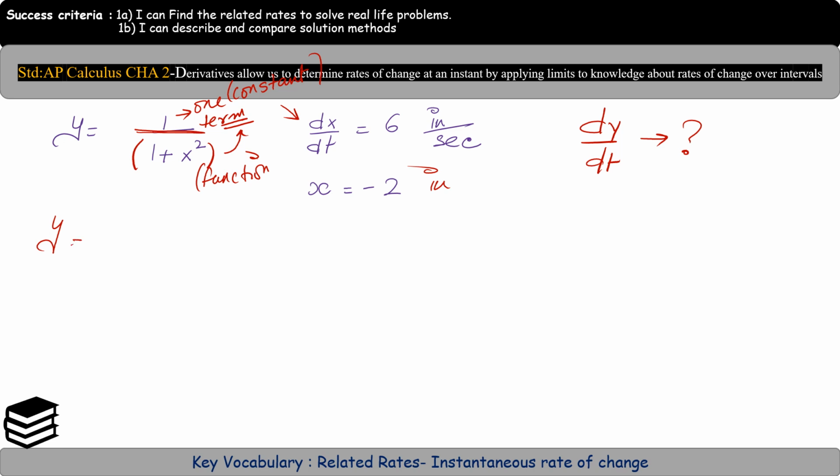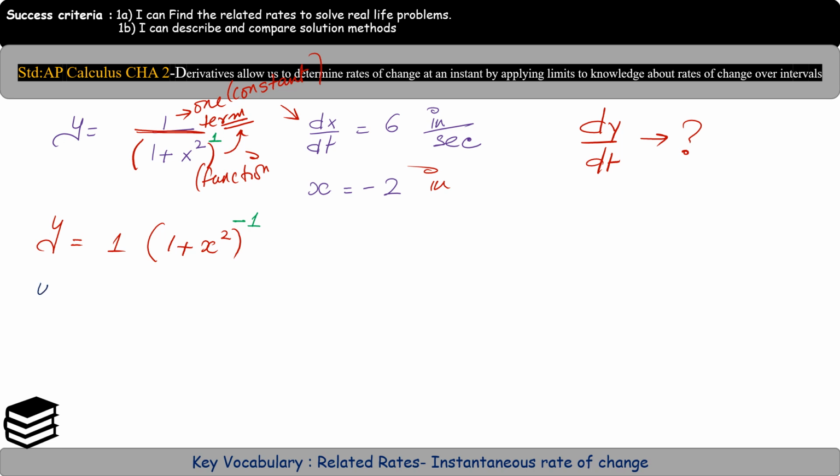How? You will write 1 as it is. Bring 1 plus x square as a complete equation. And if you look closely, this bracket has power 1. So when you bring it in the numerator, the sign of the power changes, that becomes -1.